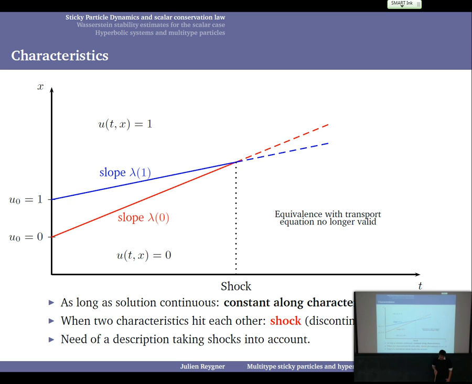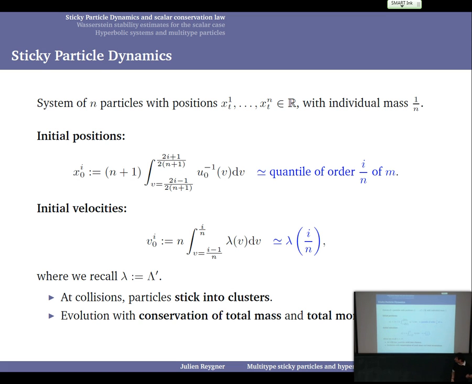So the point is that we need, or at least we would like to have, a sort of Lagrangian description of the solution that is able to take the shocks into account. So this is the reason why we introduced the following sticky particle dynamics. It is a system of n particles which will evolve on the real line. I will take the convention that each particle has a mass equal to 1 over n, so that the total mass of my system is normalized to 1.